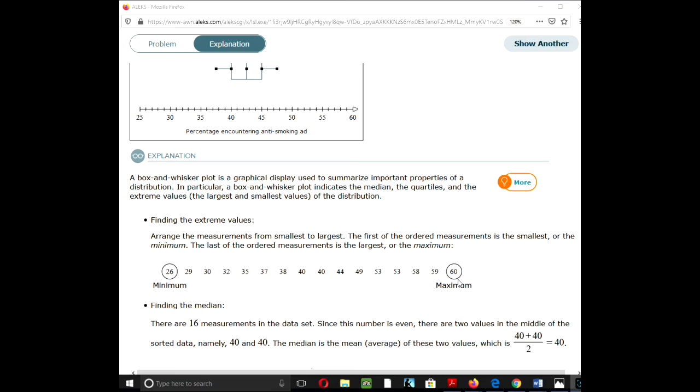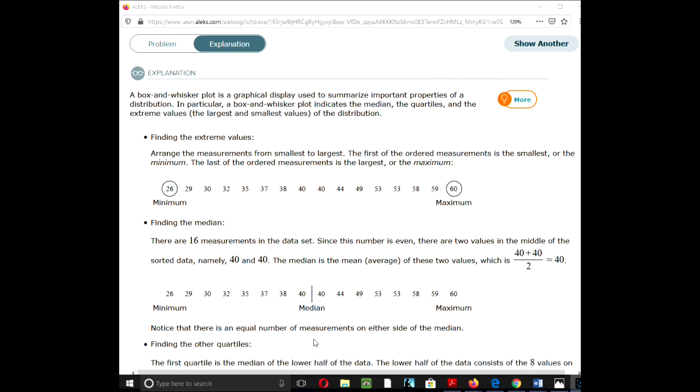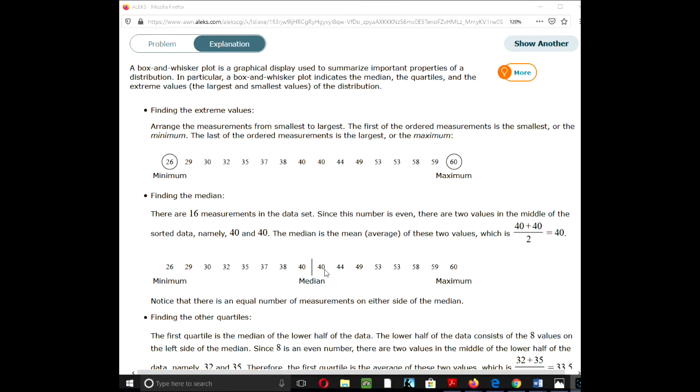The next thing you would do is find the median. The median is just the middle number. Since we have 16 total numbers, that's an even number, so that tells us we're going to end up with two numbers in the middle. Our two middle numbers, as you can see when they are in order, are both 40. You would add those two numbers up and divide by 2, and you will end up with a median of 40.